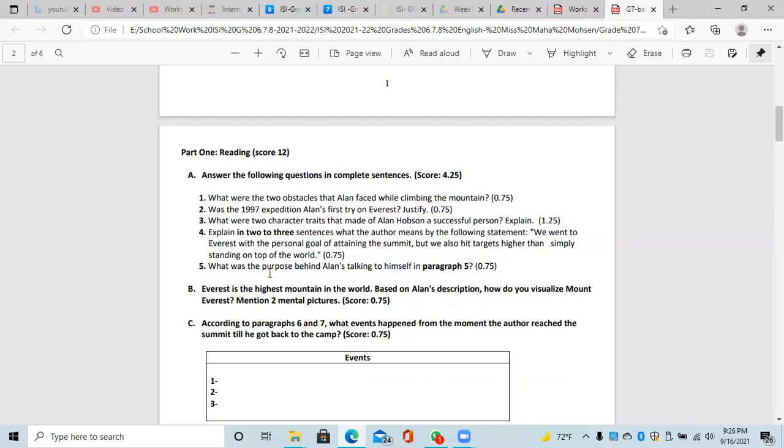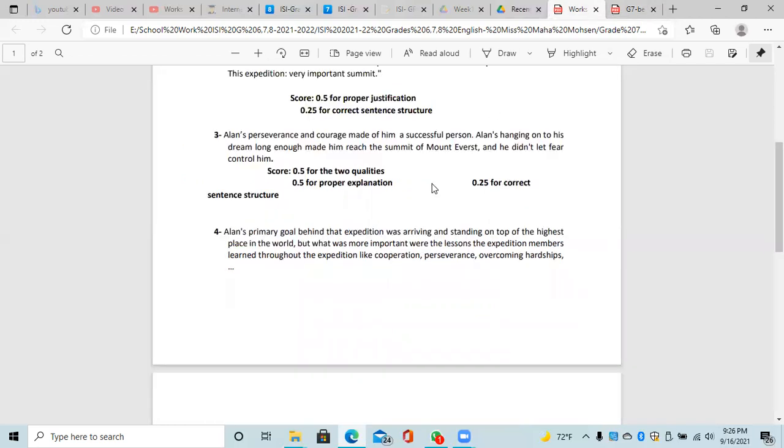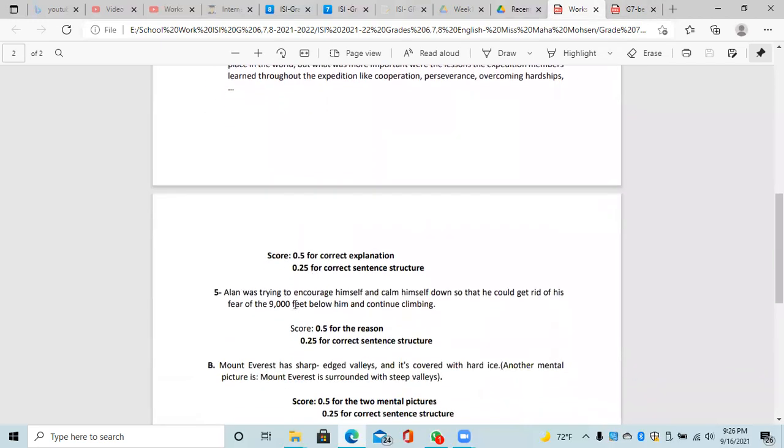Next, number five. What was the purpose behind Alan's talking to himself in paragraph 5? Alan was trying to encourage himself and calm himself down so that he could get rid of his fear of the 9,000 feet below him and continue climbing. So Alan was already 9,000 feet high on Mount Everest. And of course, there is so much fear there. So why was he talking to himself? Because he was trying to encourage himself, to motivate himself, and to get rid of his fears to be able to make his goal.